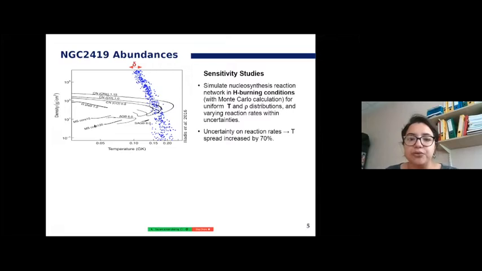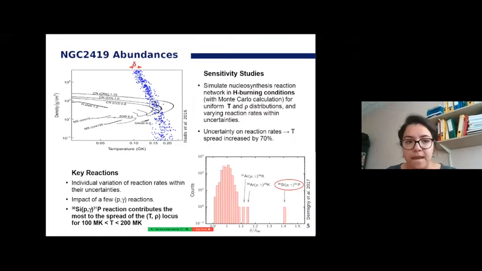So the reaction rates have also been varied within their uncertainties. This caused the temperature spread, here the delta, to increase by 70% when compared to the calculation with the recommended rates. And in order to identify the key reactions for this process, the rates of each reaction have been varied individually. This figure shows by how much the temperature spread, the delta, varies when varying different reaction rates within their uncertainties.